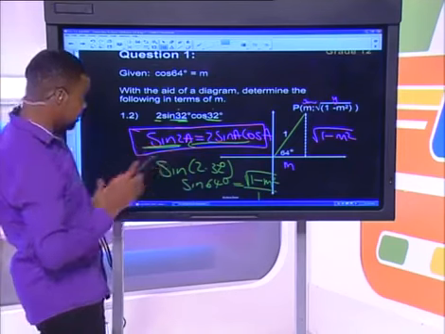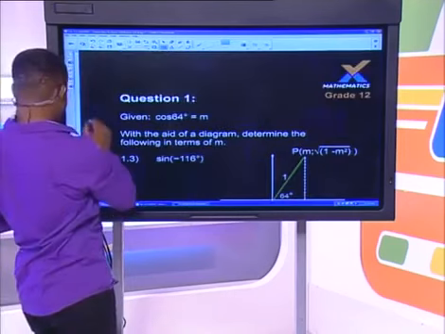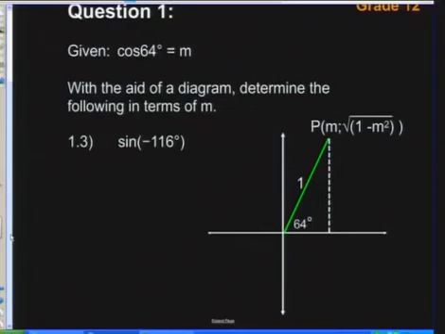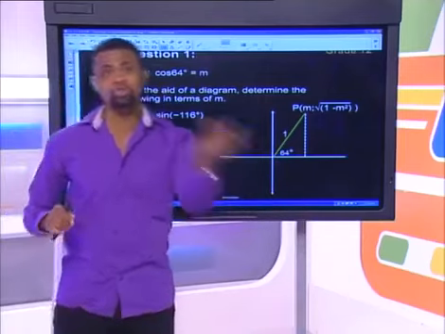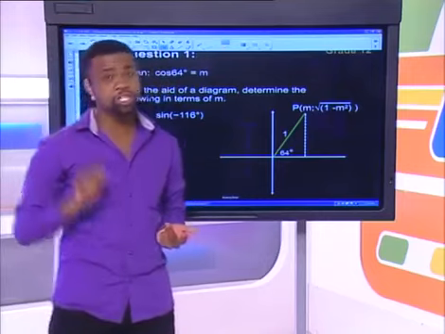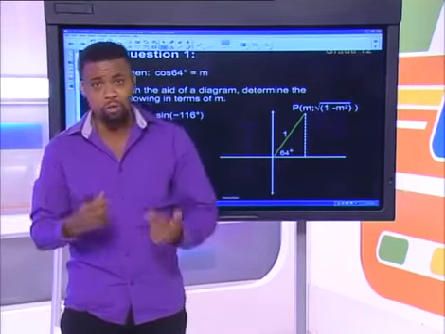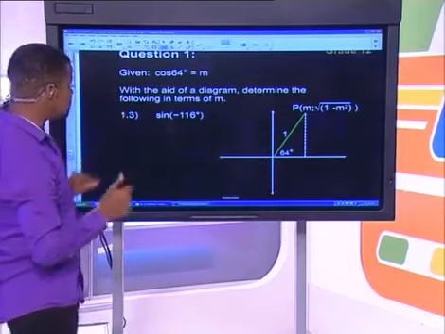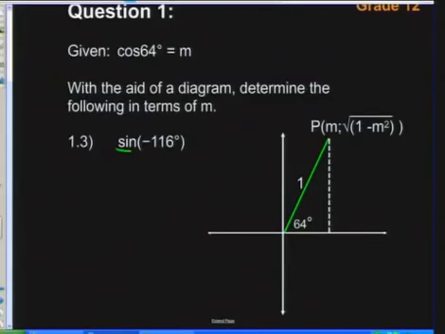Okay, let's look at another problem. What do we have there? So the next problem, remember, guys, I can use 1.1 or 1.2 to solve 1.3. The answer you have from 1.1, you can use it for 1.2 or 1.3. Now, let's look at the third problem. We have sine of minus 116. This minus, how can I get rid of this minus, guys?